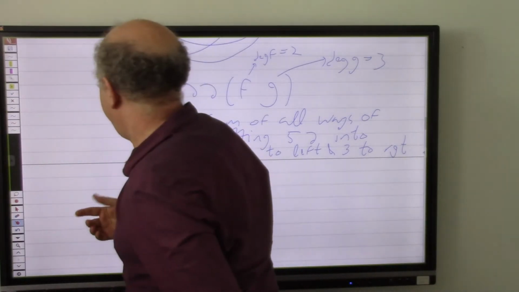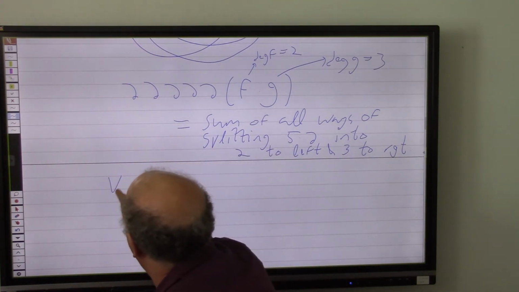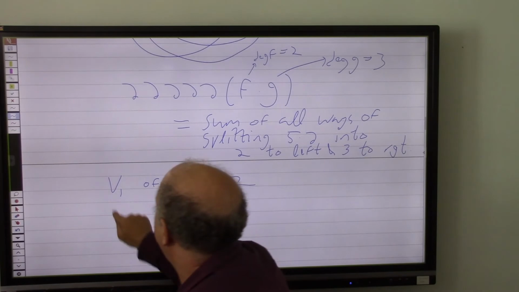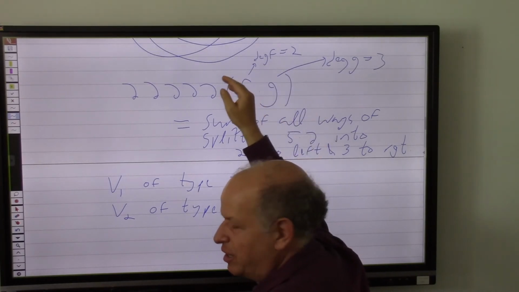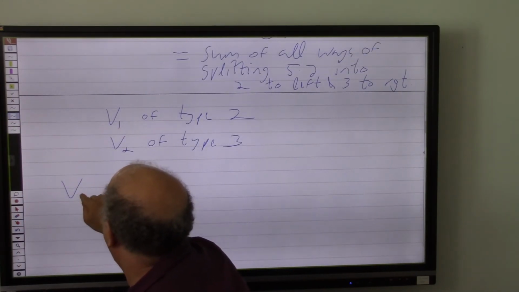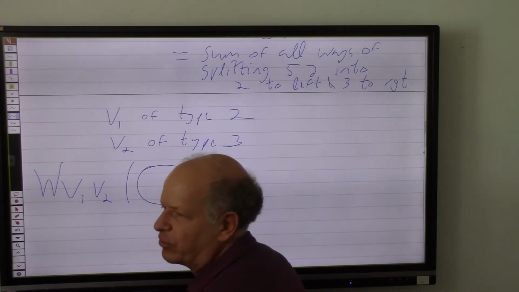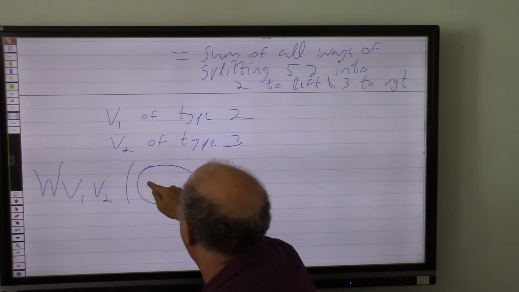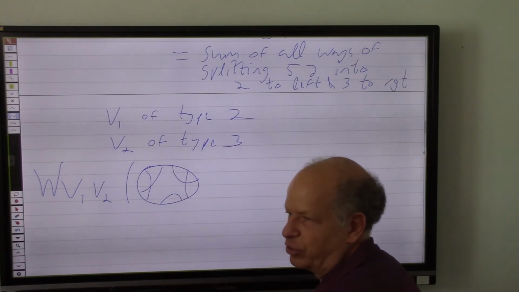Okay? So suppose I have V1, which is of type 2, and V2, which is of type 3, same as f and g, and I want to compute the weight system of V1 times V2, evaluated on a chord diagram which has 5 chords. I don't know, I'm not too fancy, but here is a chord diagram with 5 chords.